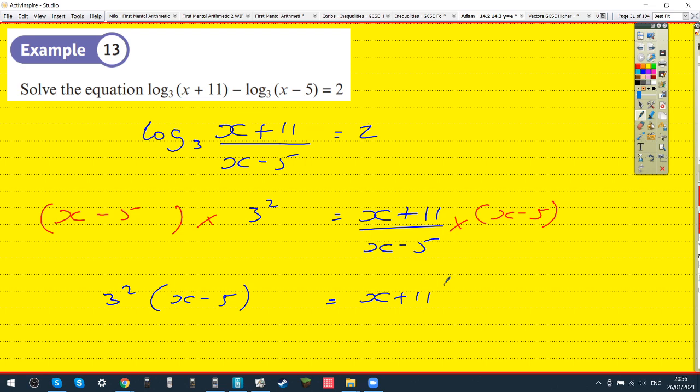Sorry about that. It's fine. What did you get there? I got 9x minus 45. Yep. And then you'd minus 9x, and you could minus x on both sides, which would give you 8x minus 45 equals 11. Then you'd add 45 on both sides, which gives you 8x equals 56. And then you'd divide by 8 on both sides, which would give you 7. So x is 7.